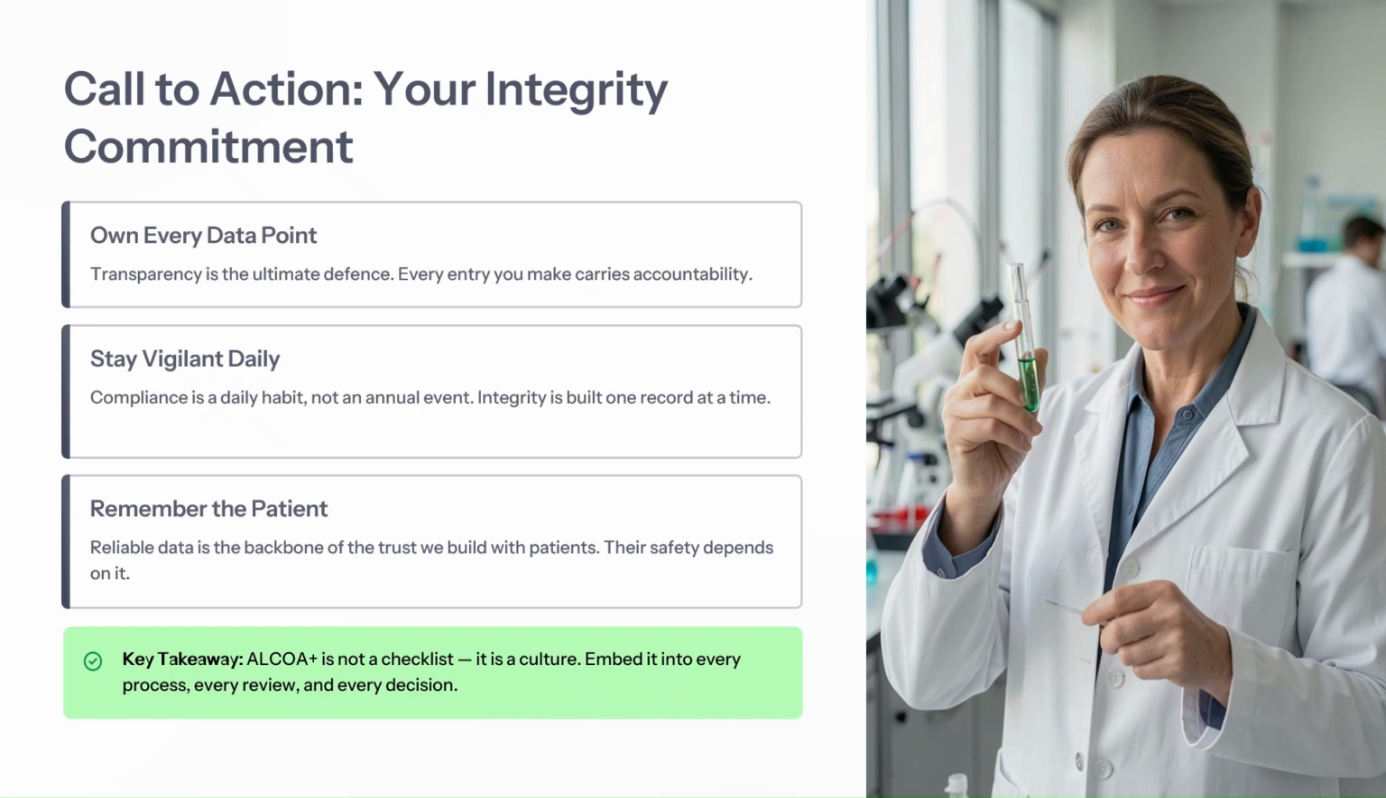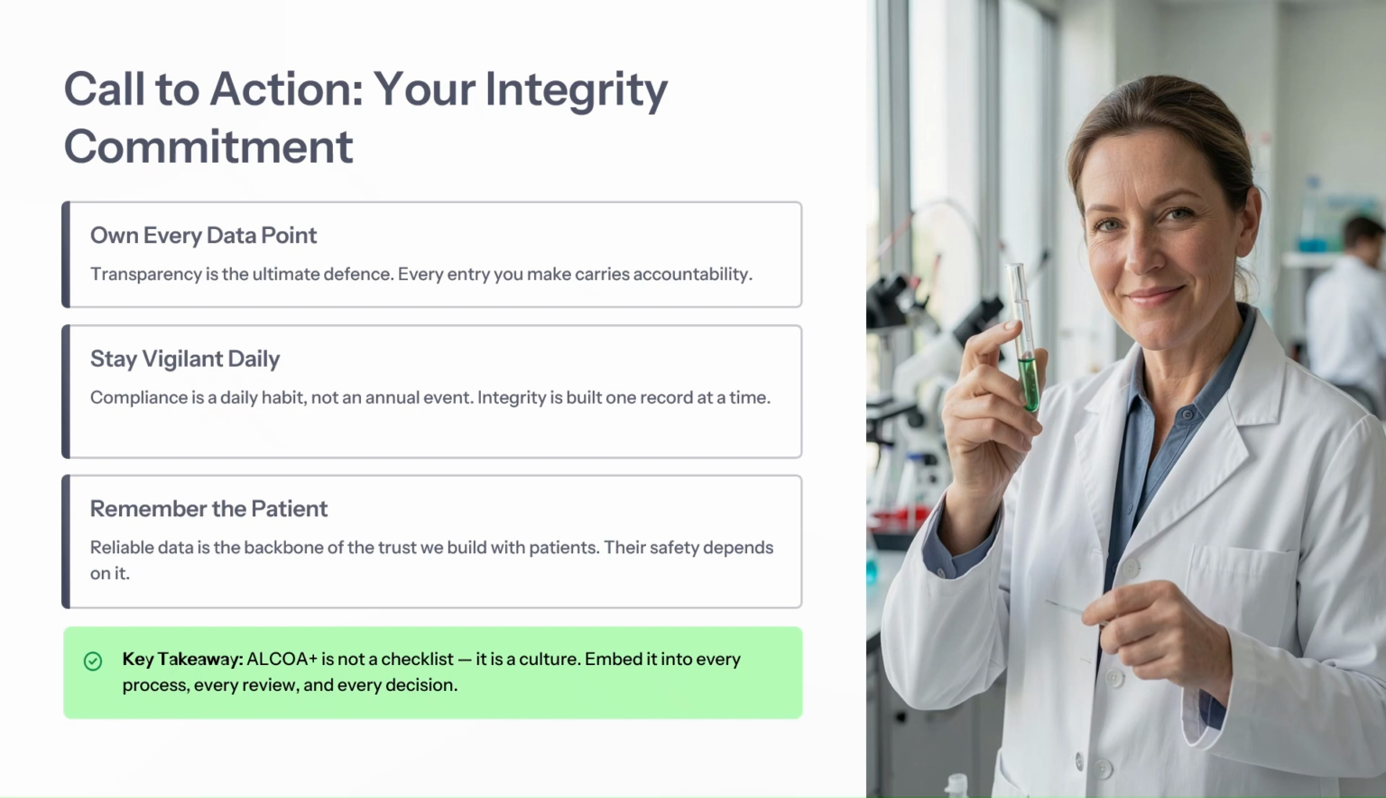As we conclude this session, remember that every data entry carries responsibility. Each observation, calculation, and signature contributes to the quality and safety of healthcare products. Data integrity is not an annual audit activity. It is a daily commitment that must be practiced consistently. Always remain vigilant, document accurately, follow procedures, and maintain transparency. Most importantly, remember the patient. Every reliable record ultimately supports patient safety and public trust.